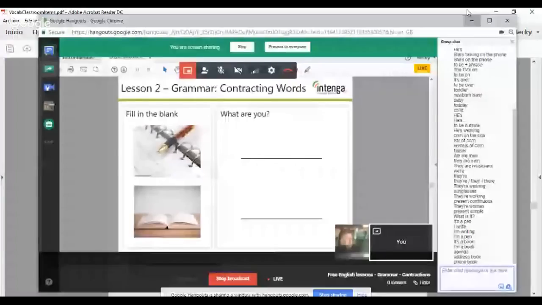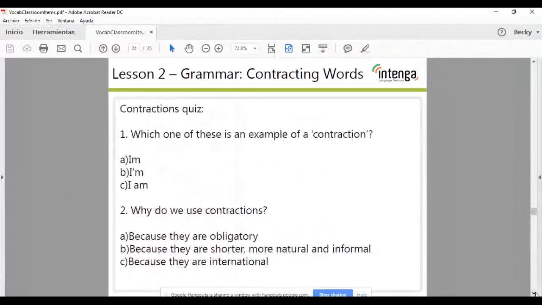So, perfect. Now, quiz time. So, contractions quiz. Which one of these is an example of a contraction? A, B, or C? B. Why? Because A is not even a word or phrase. Correct. And I am is not a contraction. I'm is a contraction for I am. So B. Perfect. You're right. The first one, letter A, I'm, isn't correct.